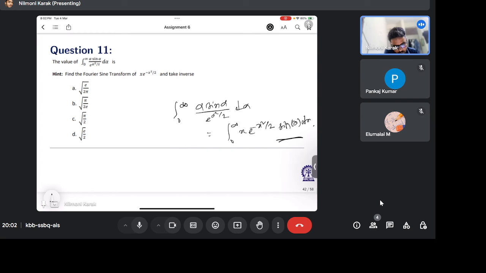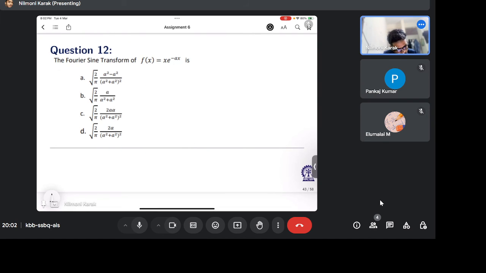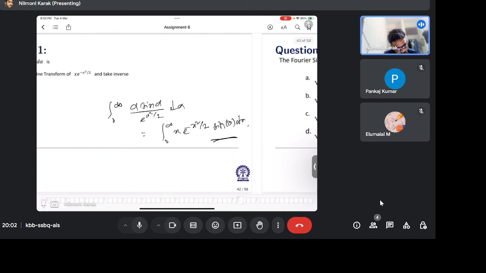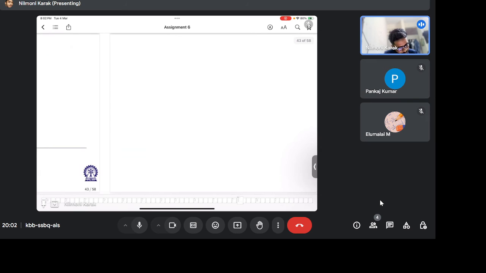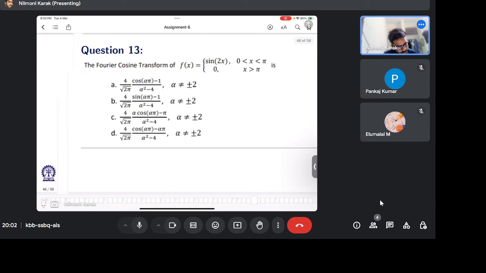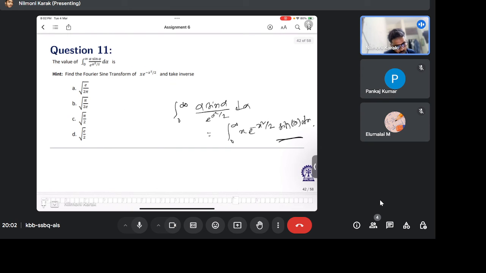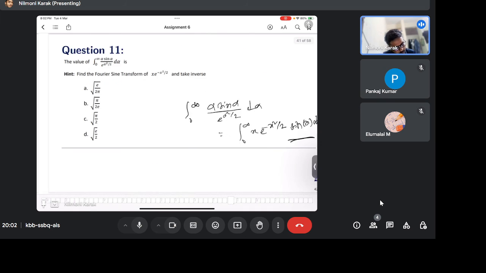Okay, so by using the Fourier sine transform you can evaluate this type of integral. Okay, so let me check. Oh, I don't have space. I forgot to keep it. So one thing I can do, I am writing here only.